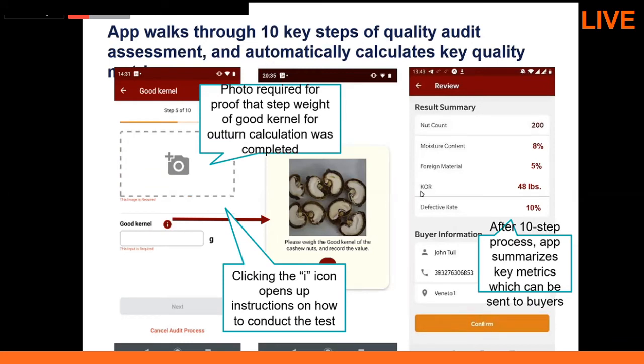Apologies for the messy slide here, but basically we have some photo-required proof that you've actually done the different steps to assess quality. And you have these information buttons you can click, so all the way through the app, if you aren't sure how to correctly enter information, there's a little "i" button you can click to get instructions on how to conduct that step. And you can see on the right here an example of results. There's some pretty good cashew. We've got 8% moisture and 48 pounds. I'd be very happy with that. So just as an example.